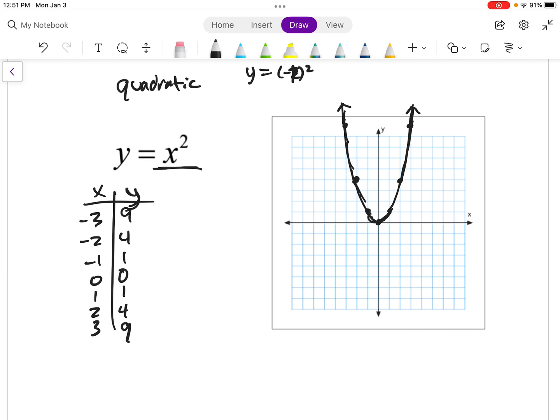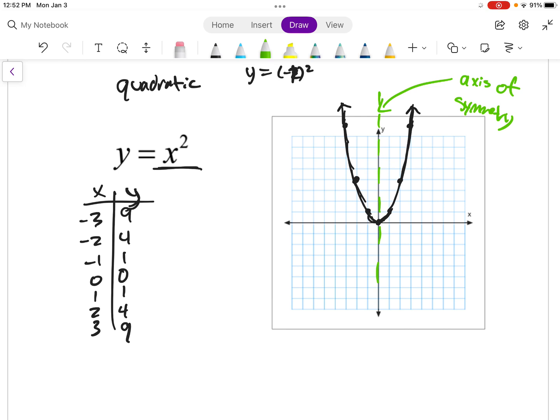So hopefully something you recognized is that this has symmetry, right? If I draw that line down the middle of the graph, it reflects perfectly about that line. There's actually a name for that. That is referred to as the axis of symmetry. Sometimes you'll hear it called the line of symmetry.